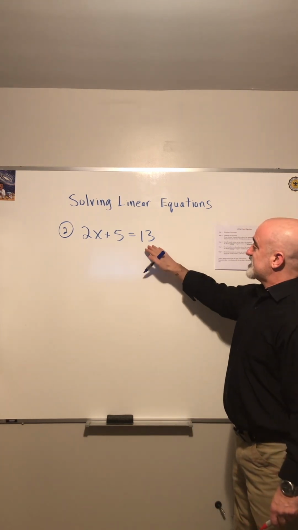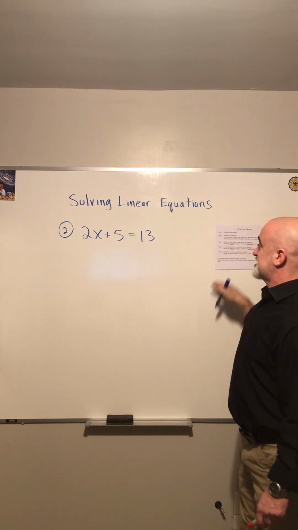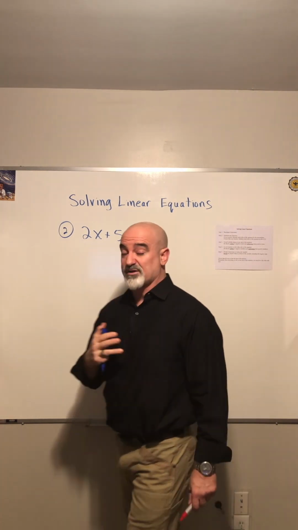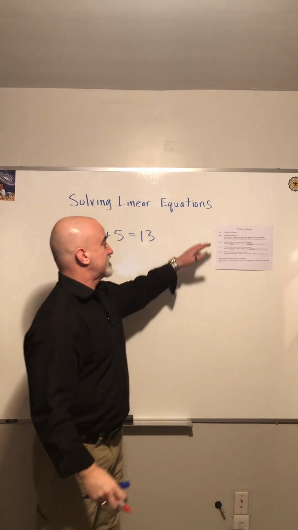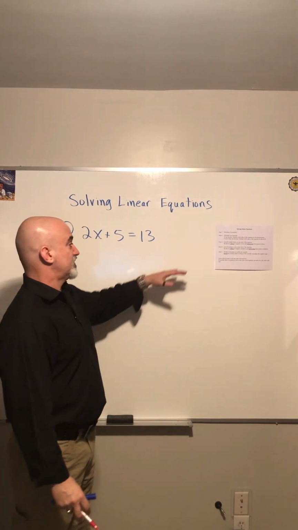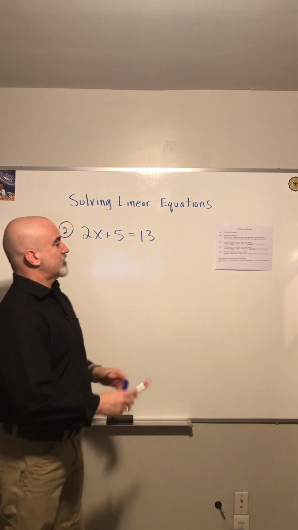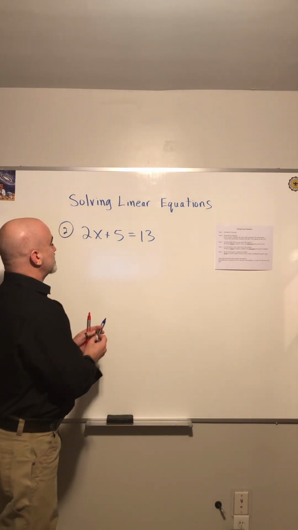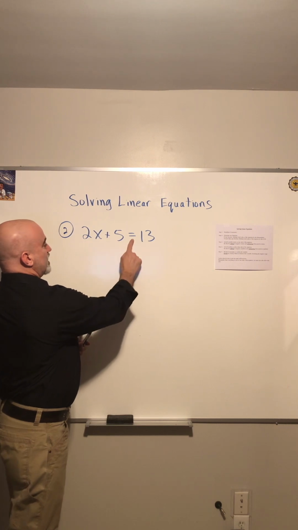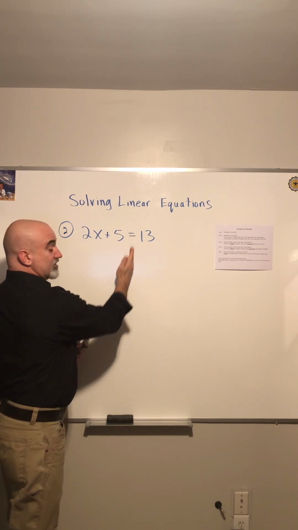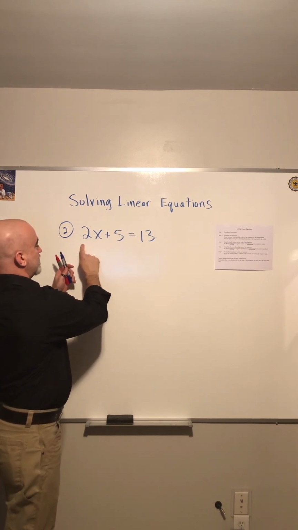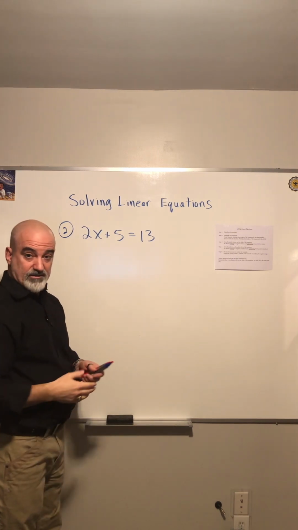So basically what we want to do first, if we think of the same list, step 1 and step 2, again, we don't need, because step 1 says distribute if necessary. There's nothing to distribute. Step 2, eliminate any fractions. There's no fractions. Step 3, get all variable terms on one side of the equation. Again, it's already done, right? Here's the divider, the equal sign.